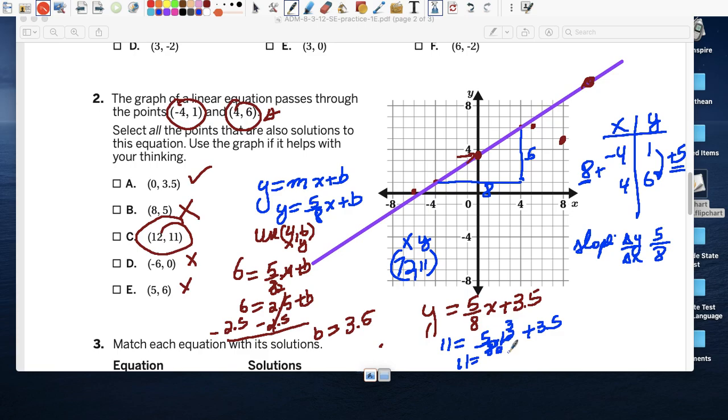5 over 8 times 12, let's see, divide by 2, divide by 4, I get 3 over 2. Sorry. So 3 over 2 is the same thing as 1.5. Hmm, actually 5 times 3 over 2, 5 over 2 is the same thing as 2.5, and 2.5 plus 3 is 5.5. And if I add that to 3.5, will that equal 11? No, it won't. So 5.5 plus 3.5 is equal to 10, and notice that the point 12, 11 does not satisfy this equation. That tells me the point 12, 11 is not on the graph. It's not on the line. Okay.